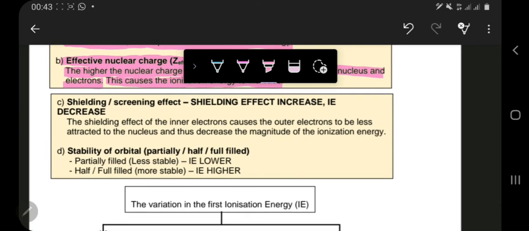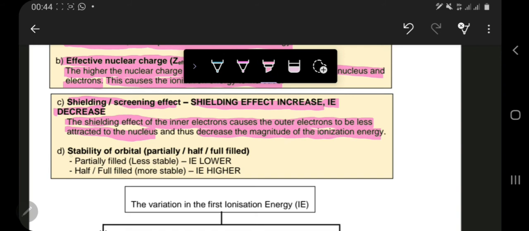Okay, and then shielding effect or screening effect. When shielding effect increases, ionization energy decreases. It is because the shielding effect of the inner electrons causes the outer electrons to be less attracted to the nucleus. Therefore, the magnitude of ionization energy will decrease.